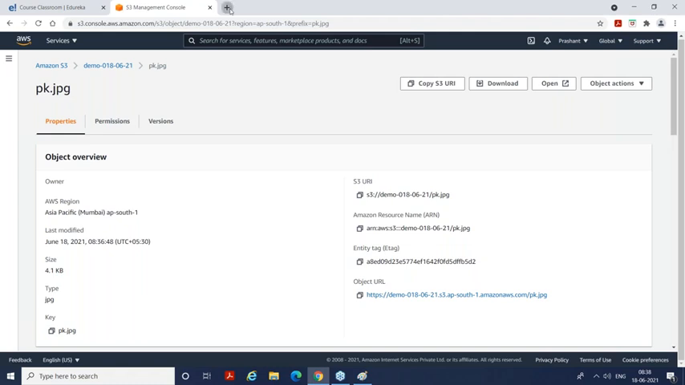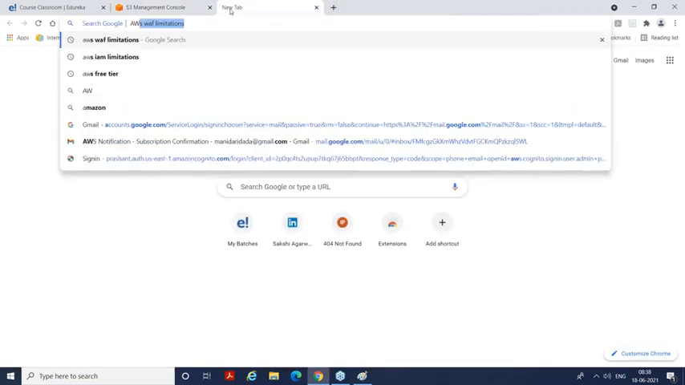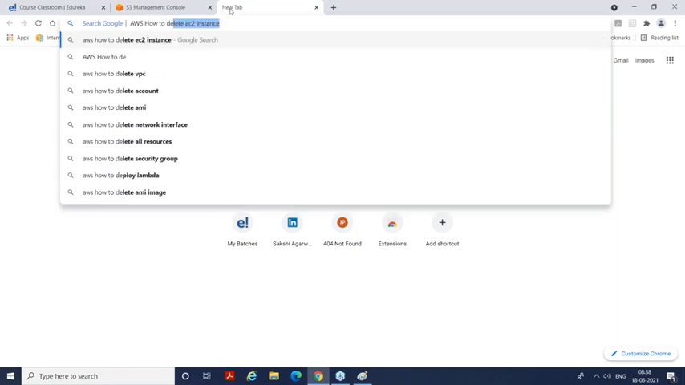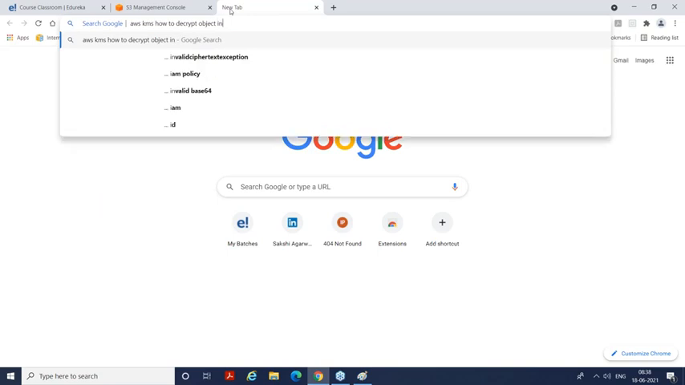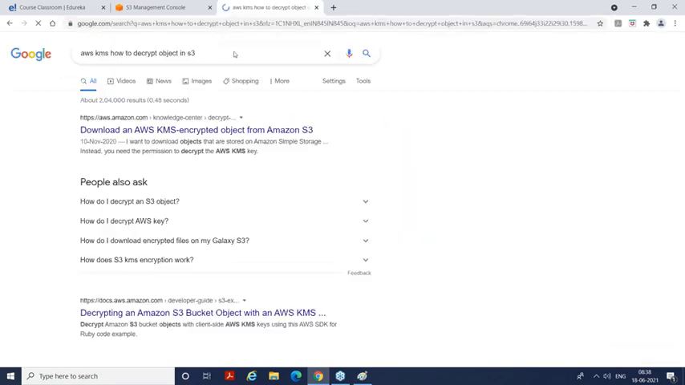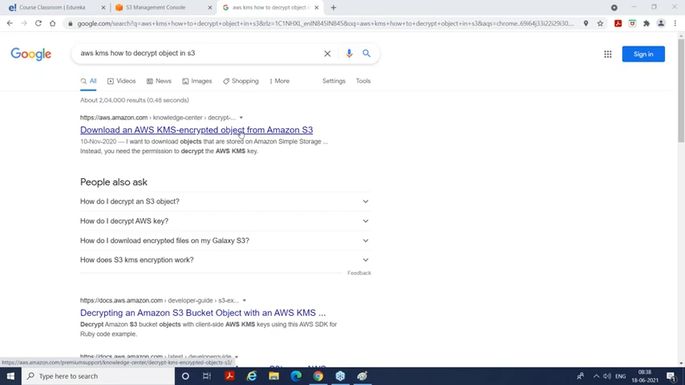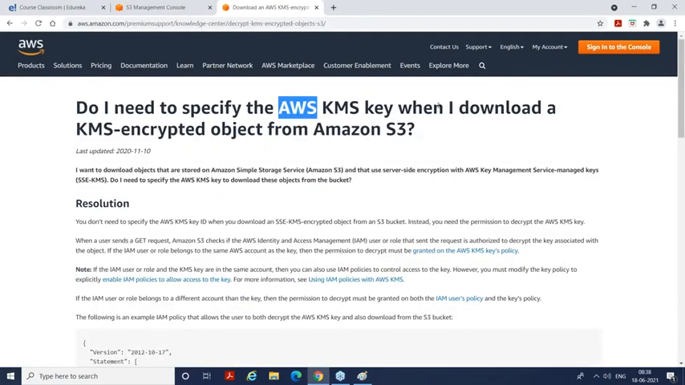And there are documents on how to decrypt, so you can even try this out. If I want to, do I need to specify AWS KMS when I download? You don't need to specify. Okay, sorry, not this document.